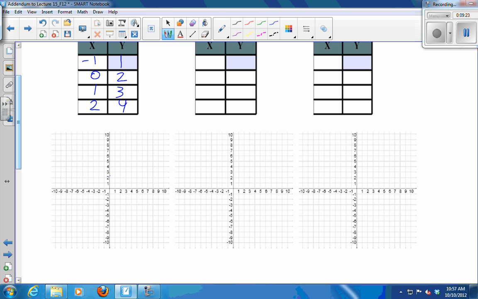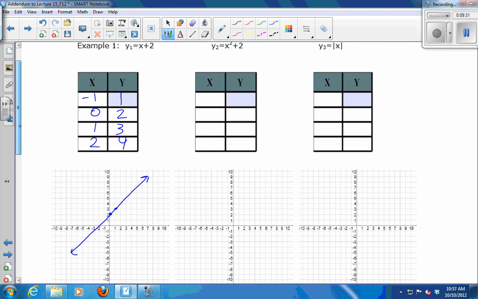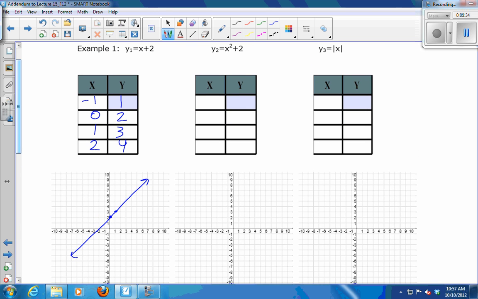And if I wanted to graph it, it would look something like this. So y equals x plus 2. I just graphed the y-intercept of 2, and then I went up 1 over 1 because the slope is 1, drew another point, and connected them.